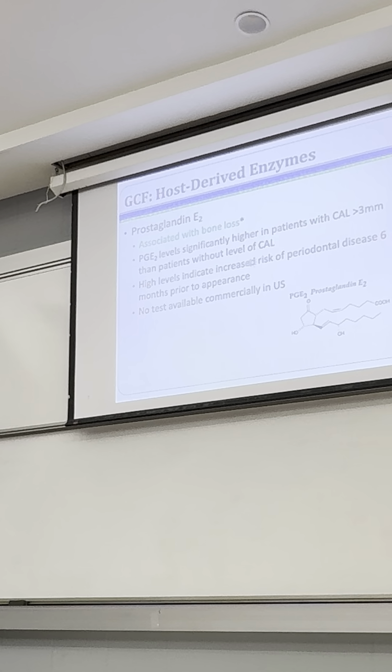Prostaglandin E2, that one is specifically associated with bone loss, so that one's important to remember. Those levels are higher in patients that have periodontal disease, or that CAL is higher than 3 millimeters. It's going to be higher than people who do not have any CAL. Higher levels indicate an increased risk of periodontal disease 6 months prior to the appearance.